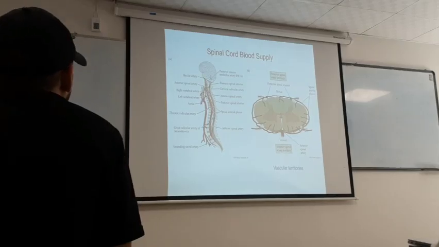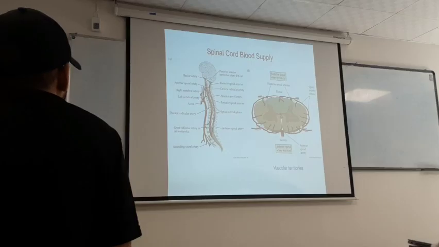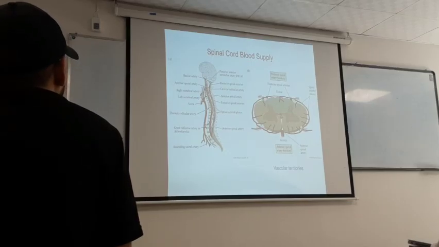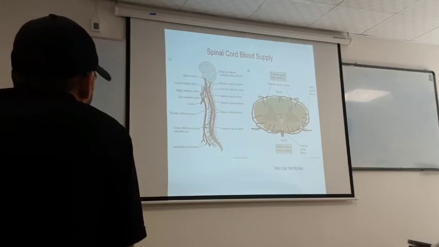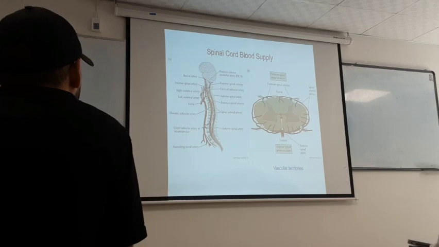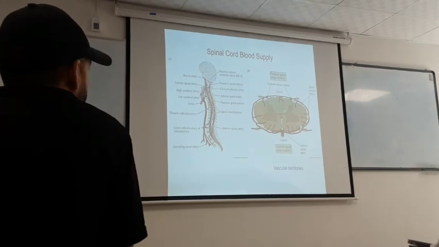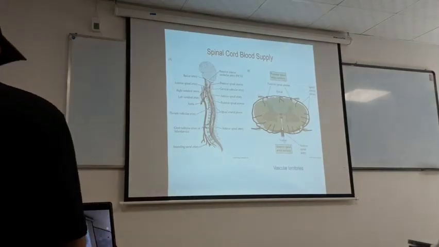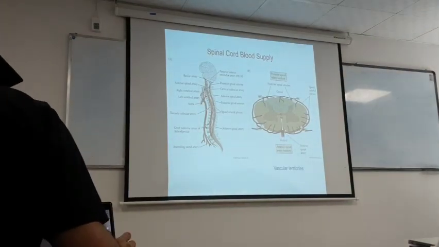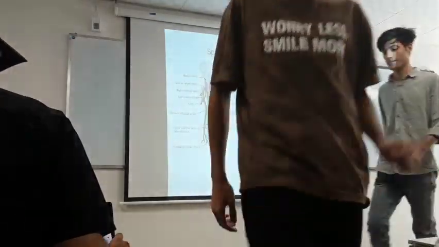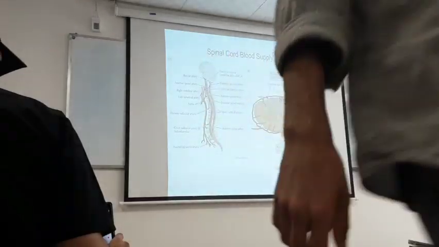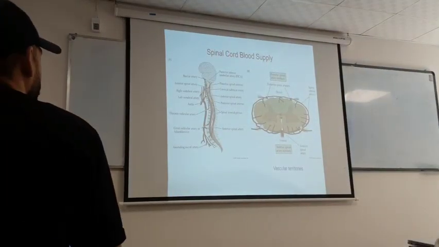For the brain, the basilar artery and common carotid artery. Basilar and common carotid artery. You see this. This is ventral, this anterior spinal artery is for the spinal cord.